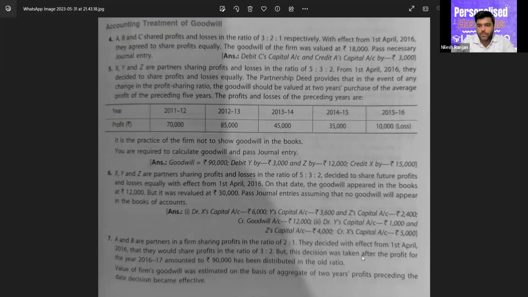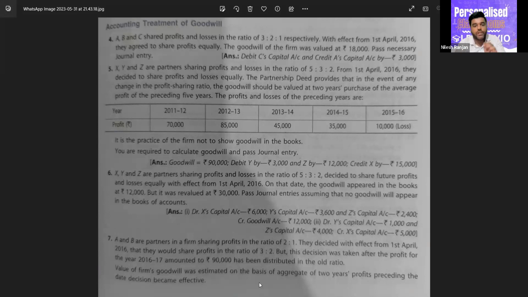Okay. So I was saying that their old profit sharing ratio is 2:1, new profit sharing ratio is 3:2, and the goodwill is to be calculated on the basis of previous 2-year profit. So the question is which years we have to use, either 2014-15 and 15-16 or 15-16 and 16-17, because this line you can read at the end.